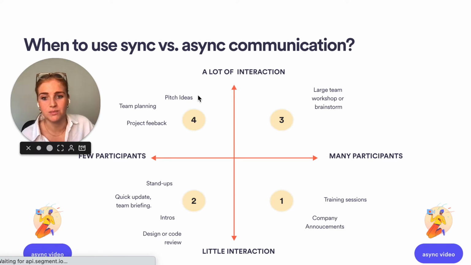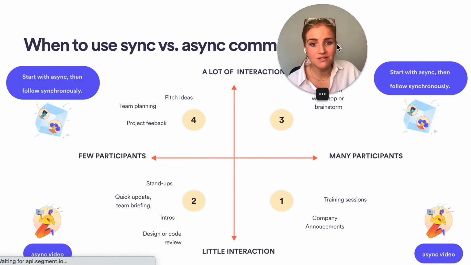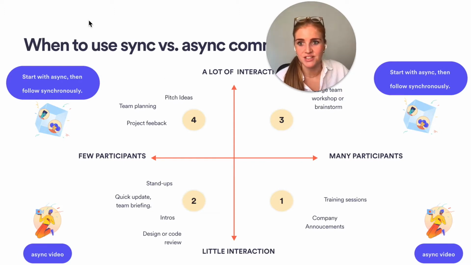Once we move up to the top area, there's pitching ideas, a team planning, or a feedback session. With these, it can be very tempting to just want to jump on a call and hash it out in a synchronous way. But what we find, if you opt for an async video first, and then follow up with a synchronous meeting if needed, it just means the time you spend synchronously is much more productive, which will result in a better outcome.